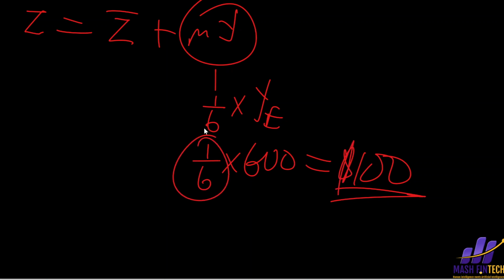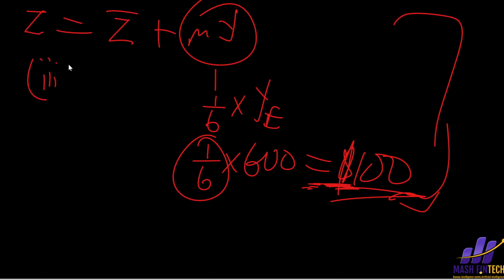This 1/6 means that 1 divided by 6 is 0.17. So for every rand that we get, or every dollar that we get, we are going to spend 17 cents on imports. That's what this means. Every rand that we get, we are going to spend 17 cents on imports. So this is the induced imports part, which was part 3 of our question.